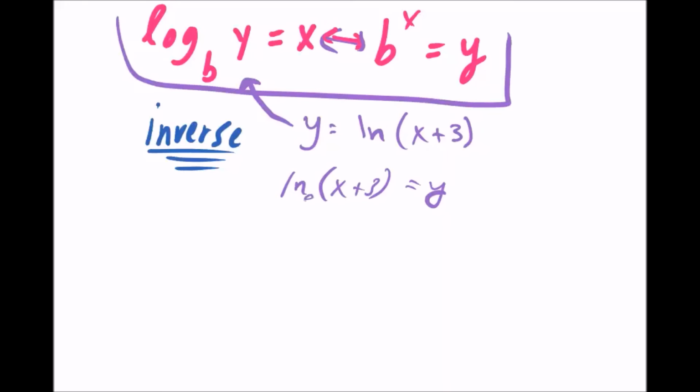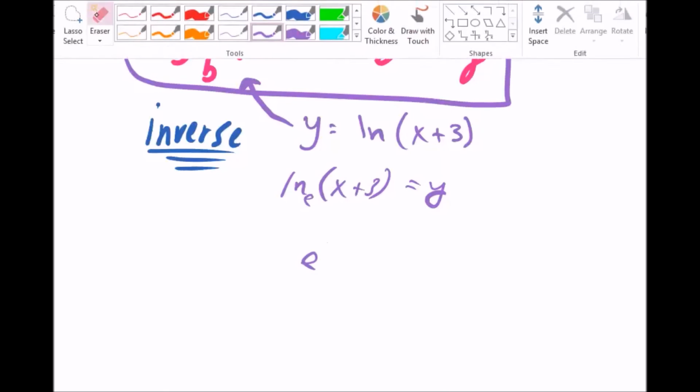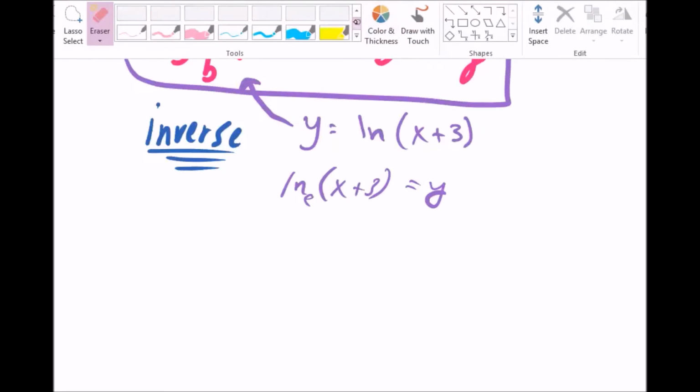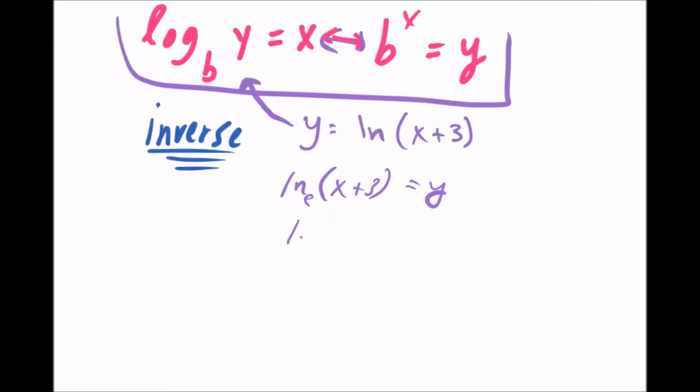You know natural log has a base of e, and so I'm going to rewrite this as e. Oh, sorry. Before we do that, we have to switch x and y. If we don't do that, we cannot find the inverse. So we're going to write natural log, which has a base of e, y plus 3 equals x. Now we're going to write it as an exponent, e to the x equals y plus 3.